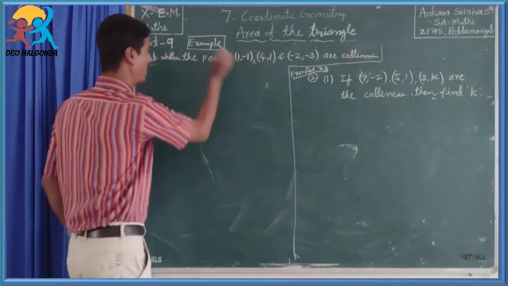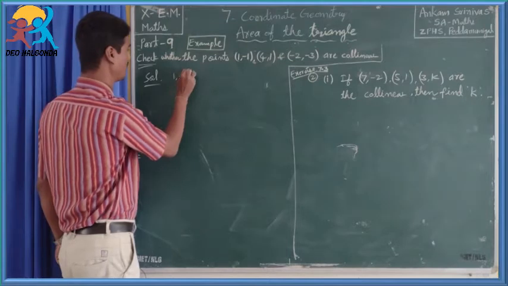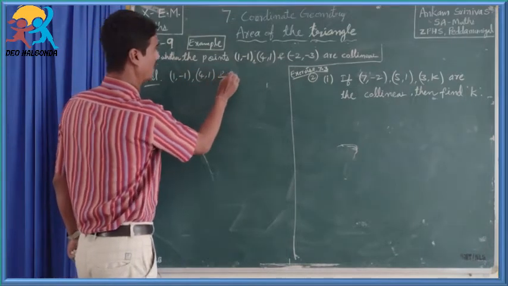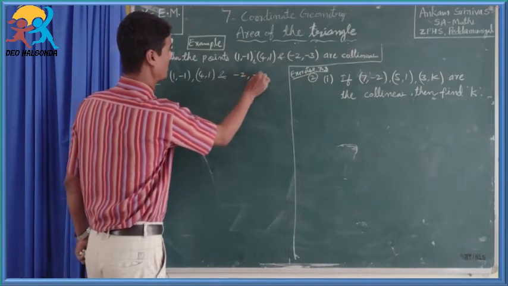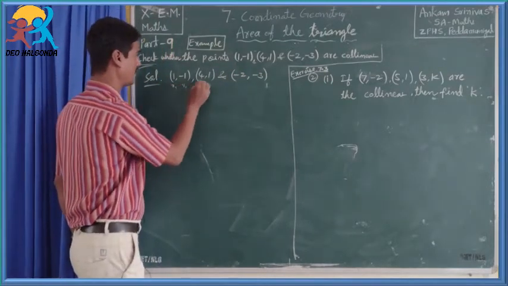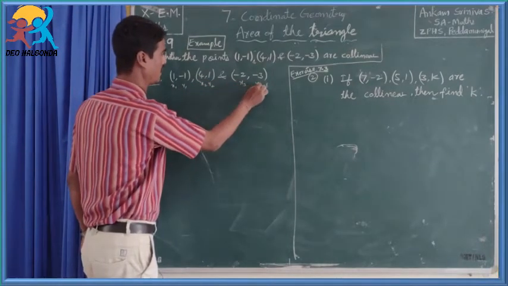Now take the three points (1, -1), (4, 1) and (-2, -3), and let them be (x1, y1), (x2, y2), (x3, y3).